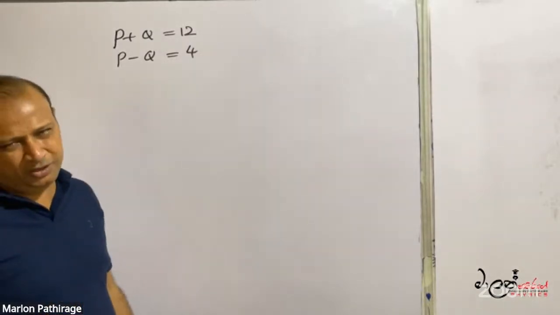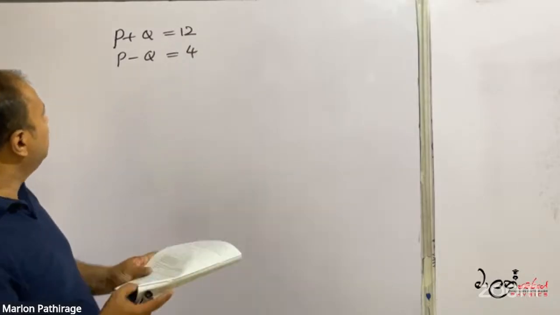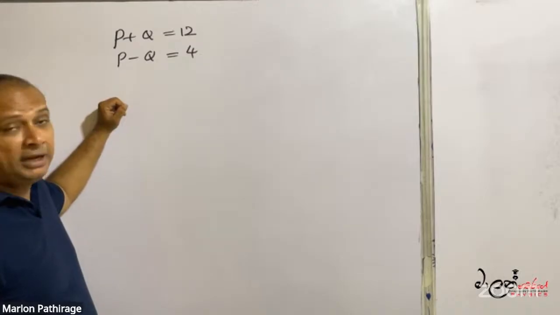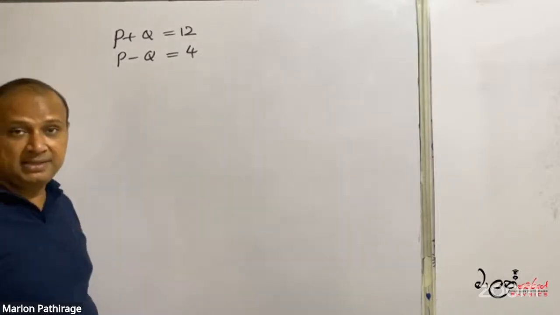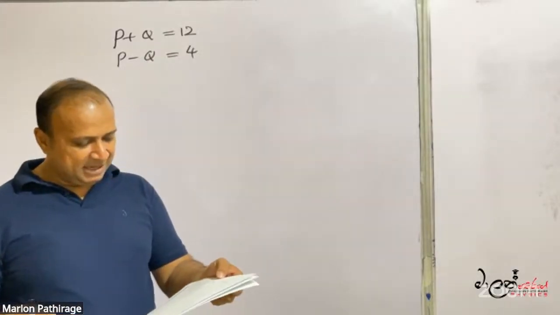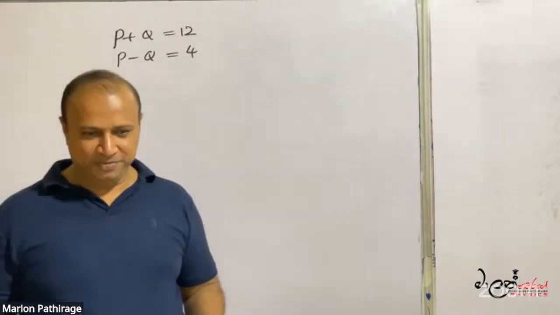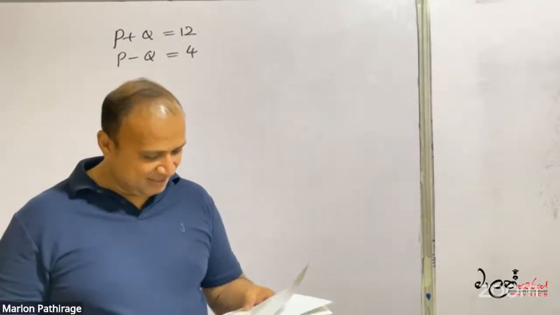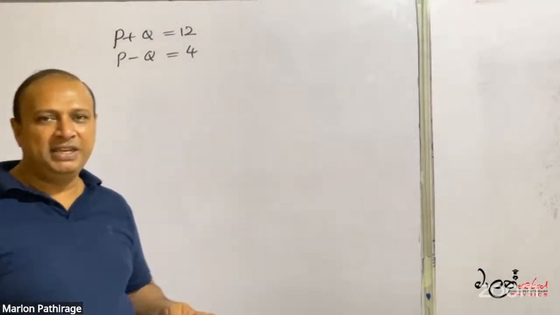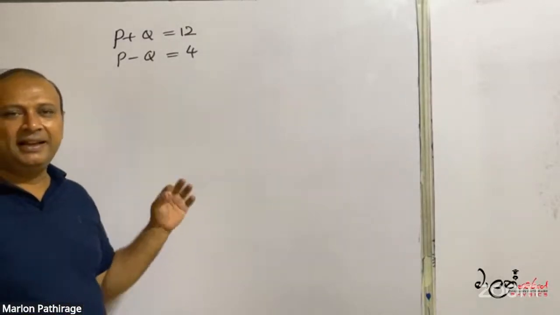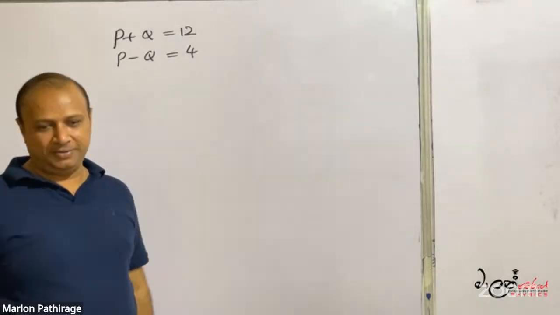Therefore, no need to solve this one. If you add these, 2P is equal to 16. That means P is 8. Then definitely Q should be 4. Therefore, the answer is answer number 4. P is 8, Q is 4. One is 8 Newton and one is 4 Newton.